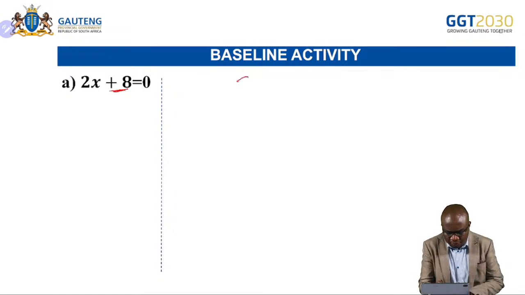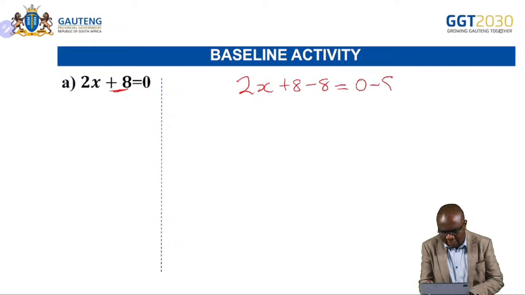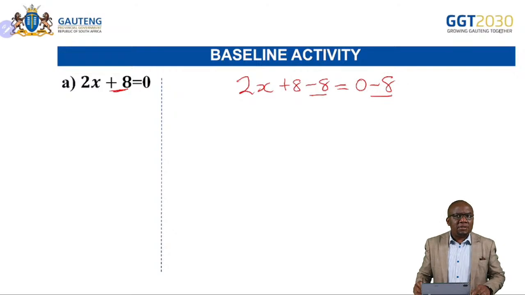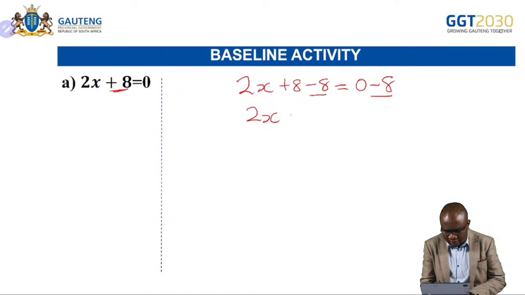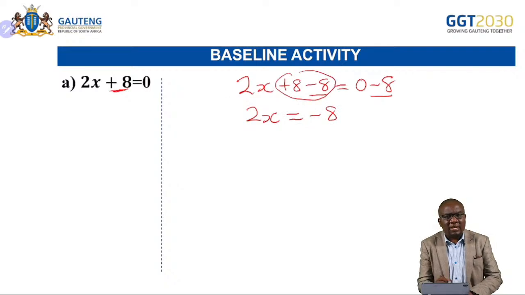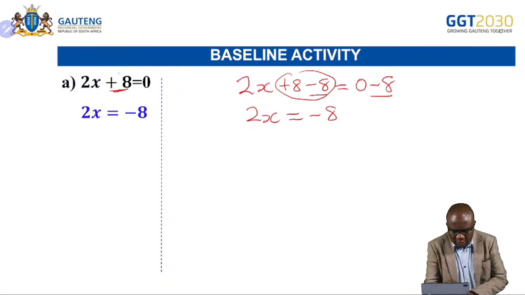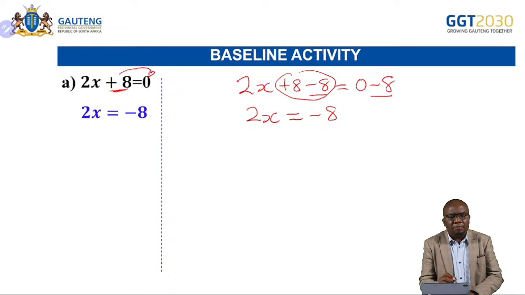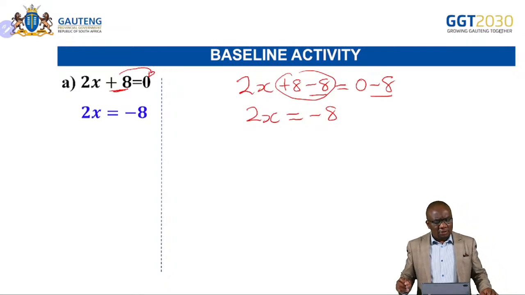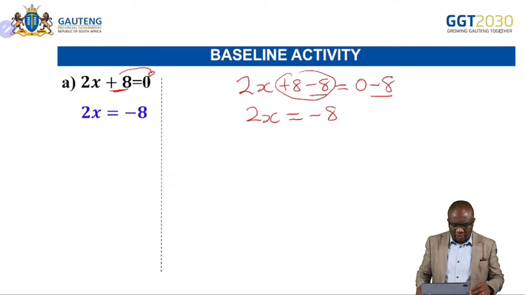So it becomes 2x plus 8 minus 8 is equals to 0 minus 8. We have subtracted 8 from both sides. Do you see that? And then now it becomes 2x is equals to minus 8. Because plus 8 minus 8 here is 0. Or some people say we transpose 8 and then positive 8 becomes negative 8. It's still okay. You're not going to lose marks if you use either of the methods.